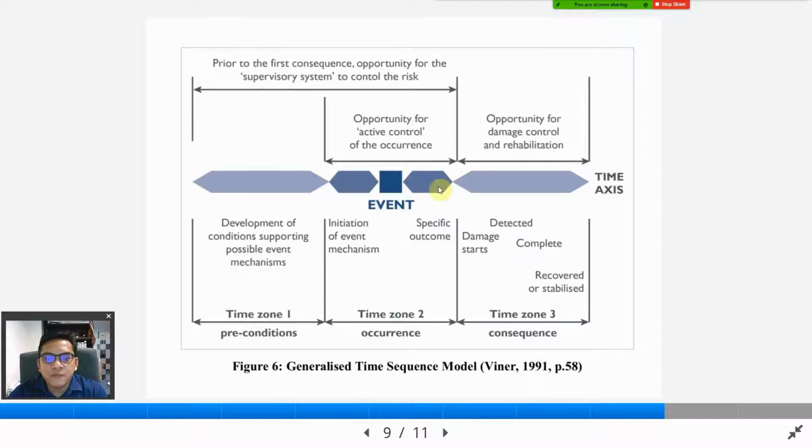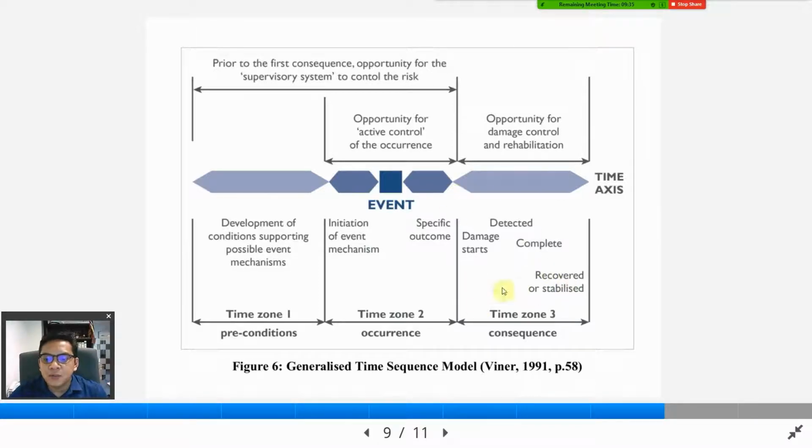And then after the event, there is another shape here. This is the specific outcome. What happened after the event? For example, if an explosion happened, what immediately happened right after that? Are there people injured? Are there people dead? Are there destructions? Was there release of dangerous chemicals into the atmosphere or impacting the surrounding community?